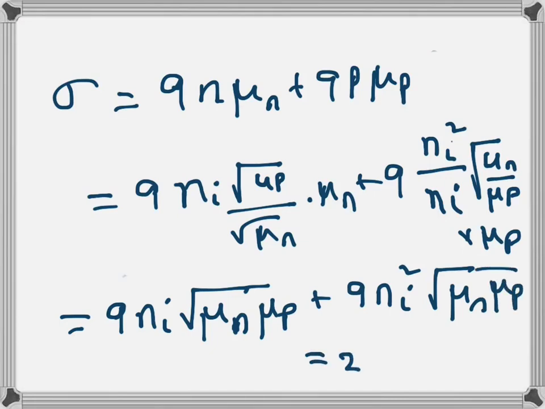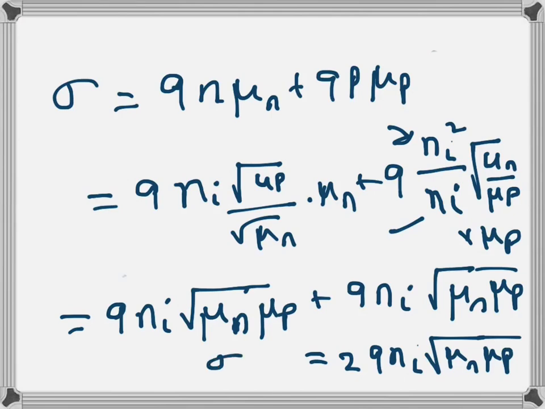So the minimum value becomes 2q ni, sorry, this is no more ni square, this will be just ni, because the ni square in the numerator cancels with this ni. So yeah, this becomes just the square root of mu n times mu p. So this is the minimum value of sigma, that's the minimum conductivity.